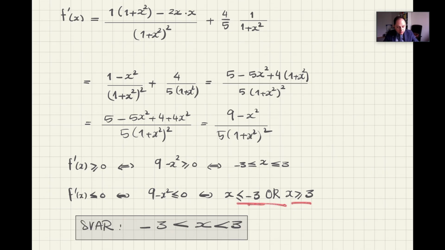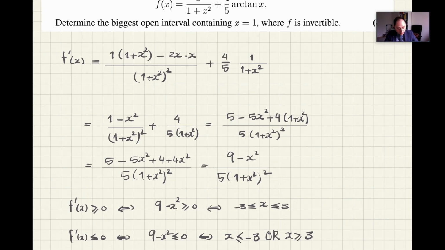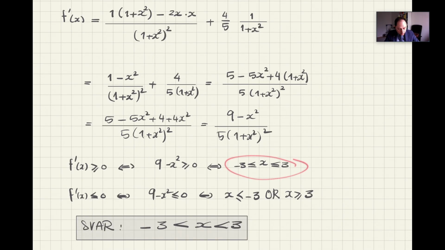In this part, the function is decreasing. So it means that the function goes up, but if I go to the other side, then the function goes back. When this happens, the function is not one-to-one and it is not invertible. So I need to avoid that. Either I should stay here or there, but because I want to have an open interval containing 1, I choose this interval from -3 to 3. Yes, is that understandable?